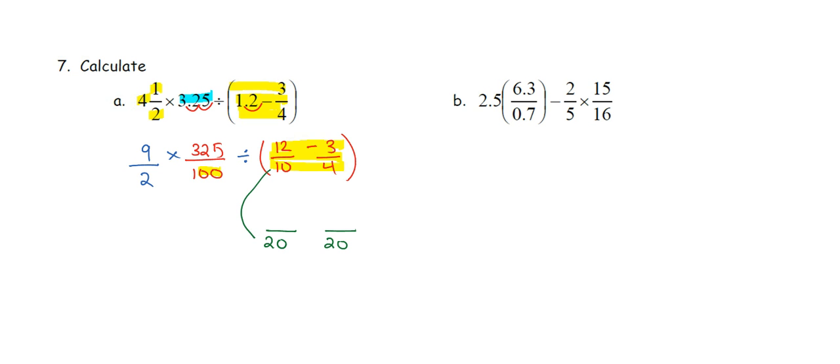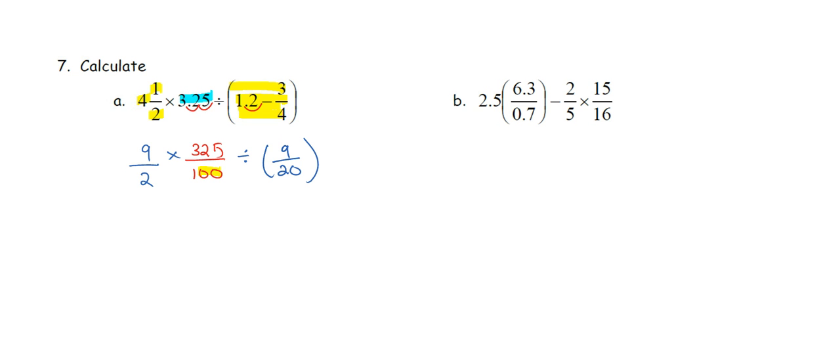So if I go from 10 to 20, that means I multiply by 2. I take my numerator 12 and times that by 2, so that should be 24. And if I go from 4 to 20, I times that by 5, so I take my 3 and times it by 5, and that's going to give me 15. So 24 minus 15 is going to give me a final answer here of 9 divided by 20. Now I'm going to erase all this, and I'm simply going to put a bracket here and 9 divided by 20.